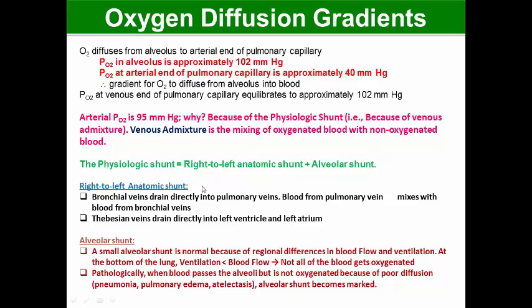And we have two types of shunts. We have the right to left anatomic shunt and we have the alveolar shunt. What is the meaning of right to left anatomic shunt? The meaning of right to left anatomic shunt is that there is venous blood from part of the systemic circulation which drains into the pulmonary veins. This part of the systemic circulation is known as the bronchial circulation.